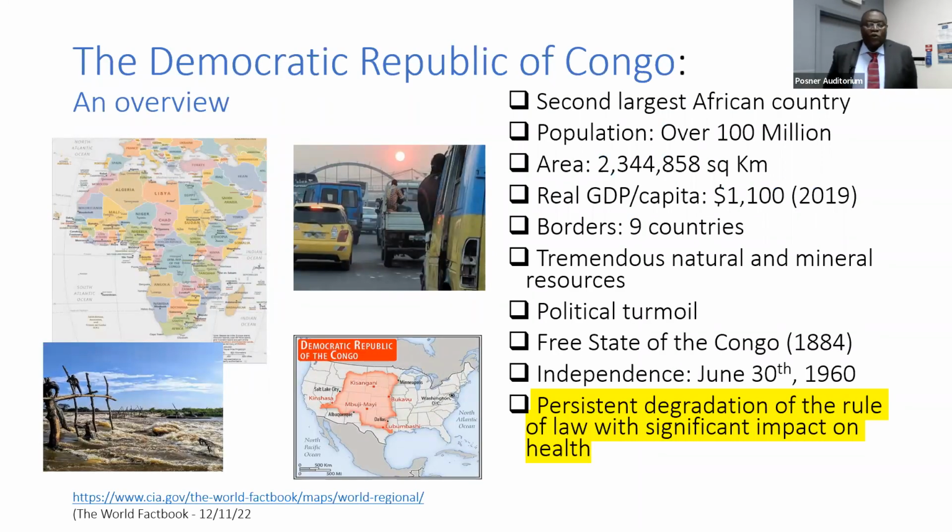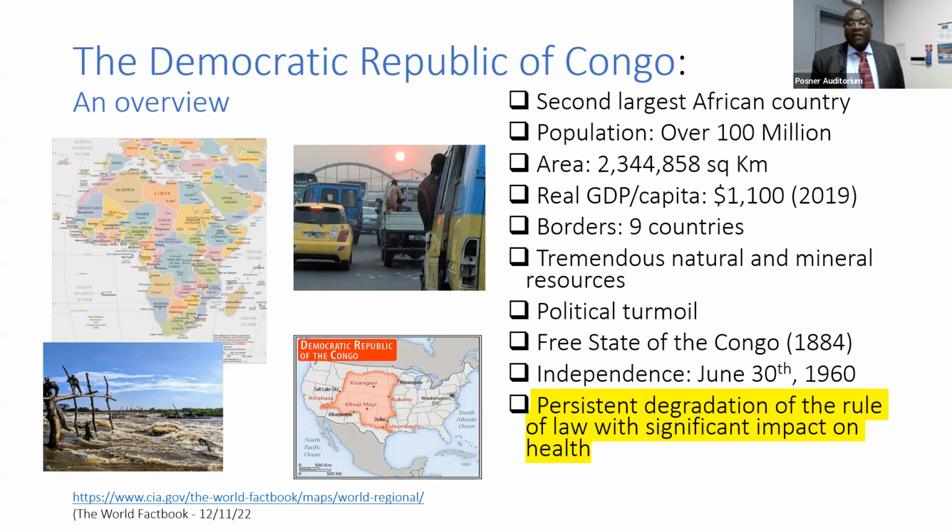So for those who don't know DRC, that's the biggest country in the center of Africa. That's the Congo Basin, a very tropical area. Congo is the second largest country. It used to be the third largest, but since Sudan was divided into two, it's now the second largest, with a population that has been growing to more than 100 million people.